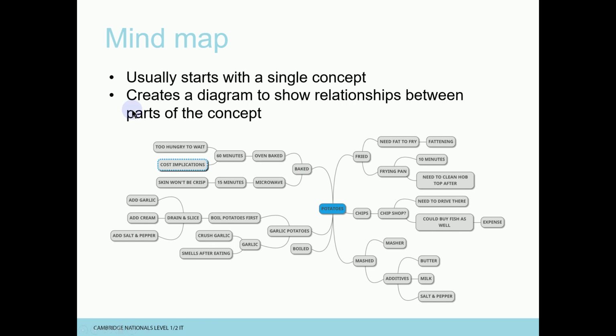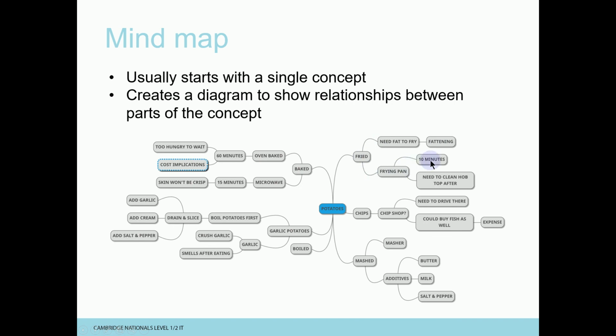So here, as an example, we've got the central concept, the most important thing, which is potatoes, and we're going to look at ways that we can cook them. So we've got 4 main nodes: baked, fried, mashed and garlic. And from each of these nodes or branches we go on to sub branches and leaves. So fried: we need fat to fry, which is fattening.